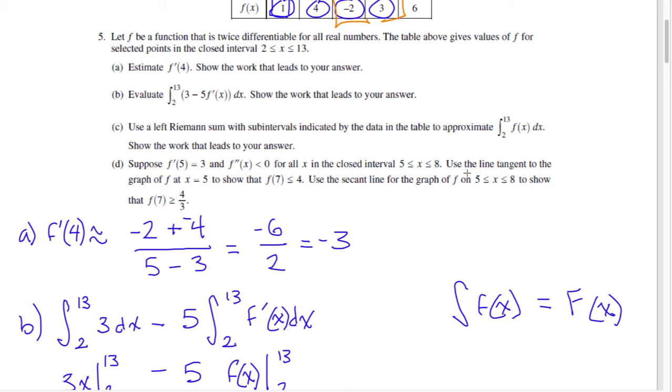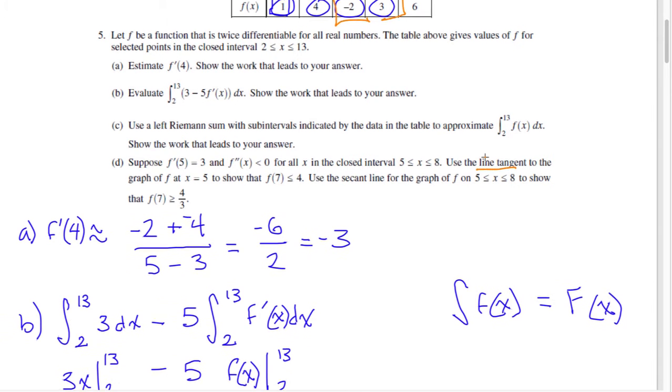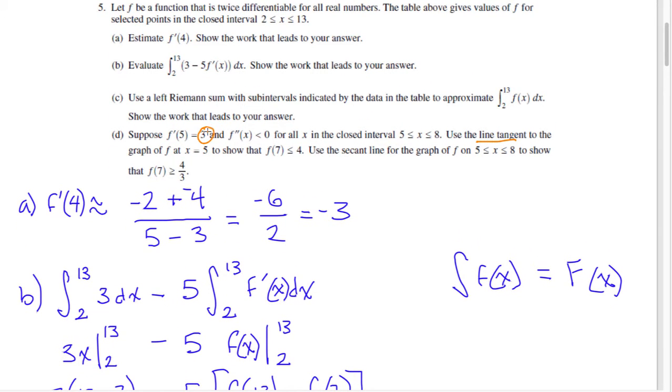All right, so use the line tangent to the graph at x equals 5. Every time I hear the words line tangent, I'm thinking of what formula? y minus y1 equals m of x minus x1. Exactly. So we're going to set up that one, and it already gave us the slope, and it gave us the x coordinate. We just have to find the y coordinate.